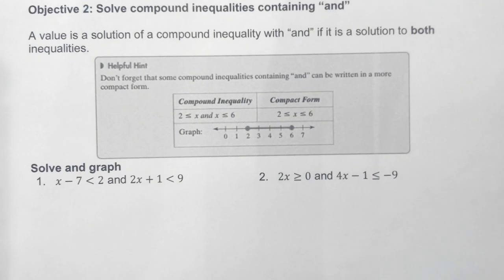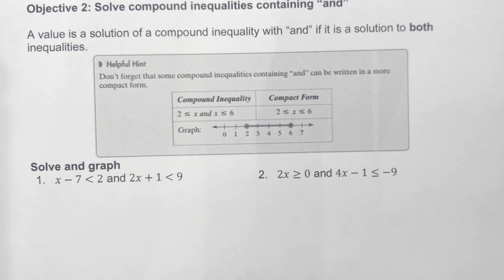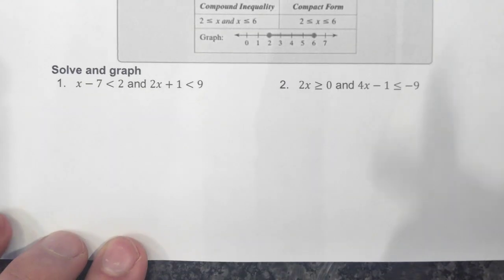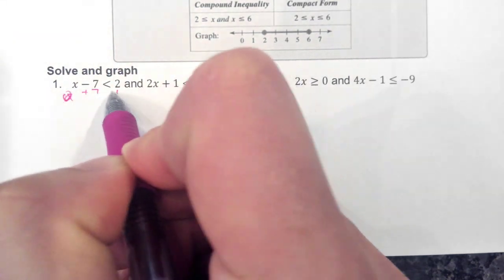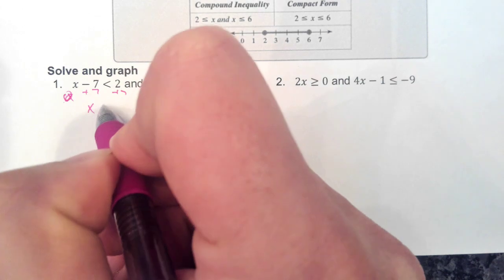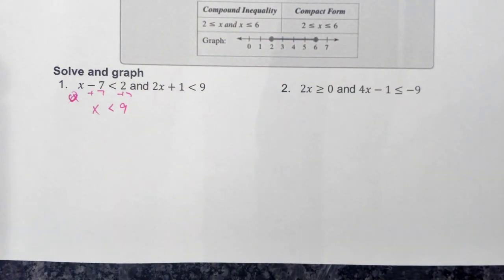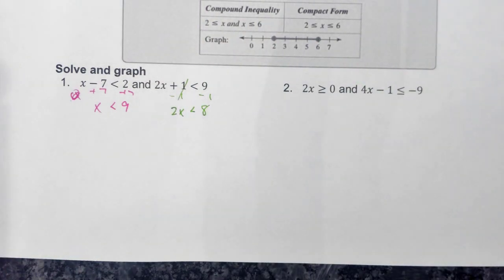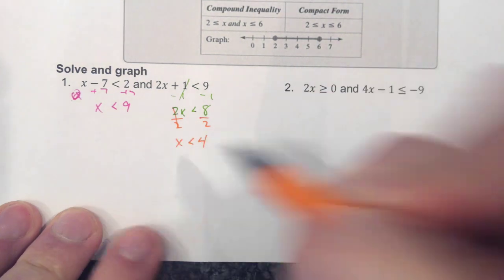These problems are going to be two inequalities. We're going to solve each of them, and then write a final inequality that describes our picture. Let's first solve the first one. All we have to do is add 7 to both sides, so x is less than 9 on the first one. On the second one, it takes a couple of steps. First, subtract 1, so 2x is less than 8. Next, divide by 2, and x is less than 4.